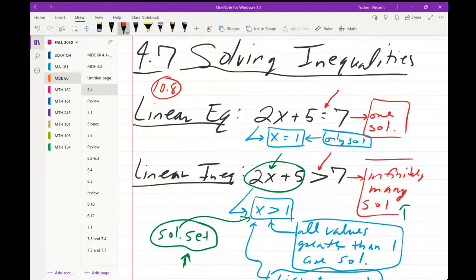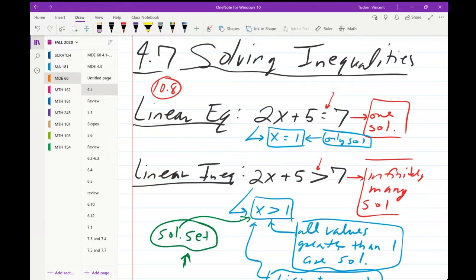So solving linear inequalities, 10.8. A linear equation is what we've dealt with up to this point. 2x plus 5 equal to 7 is an equation. A linear inequality: 2x plus 5 is greater than 7. So the first difference between the two is that an equation has an equal sign and an inequality has your inequality symbols. Okay? So equations have an equal sign, inequalities have your inequality symbols.